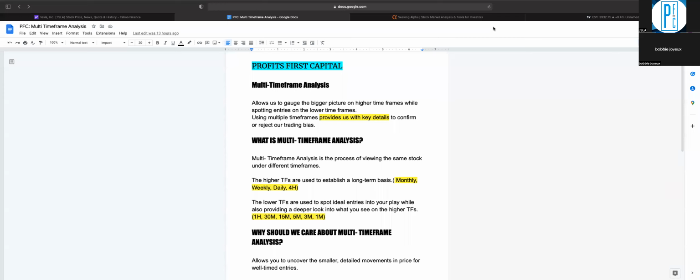So first of all, multi-time frame analysis. I'm going to give you a definition. It allows us to gauge the bigger picture on the higher time frames while spotting entries on the lower time frames. Make sure that you put this in your notes, guys. Write down that part that I just said.